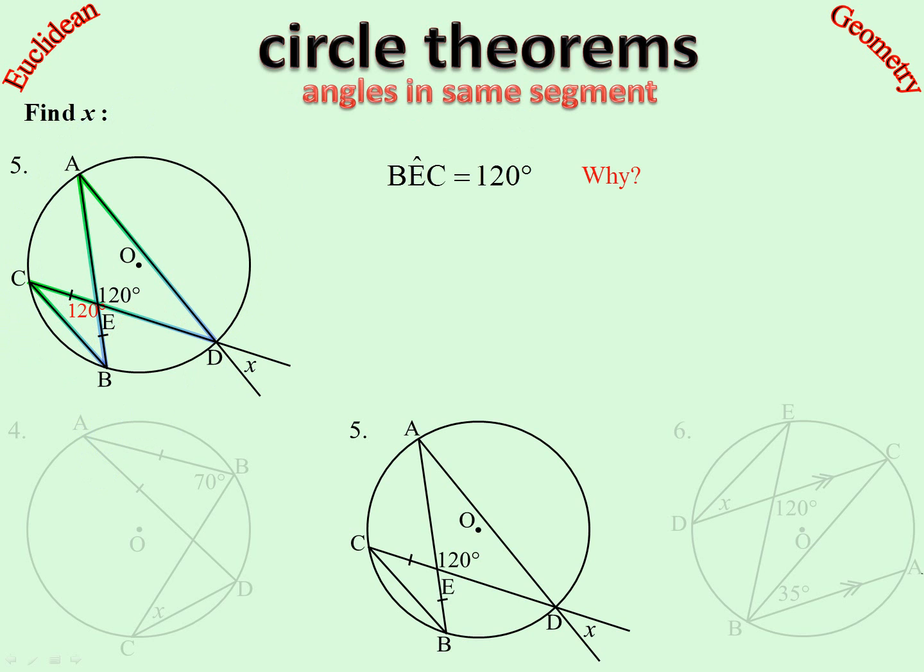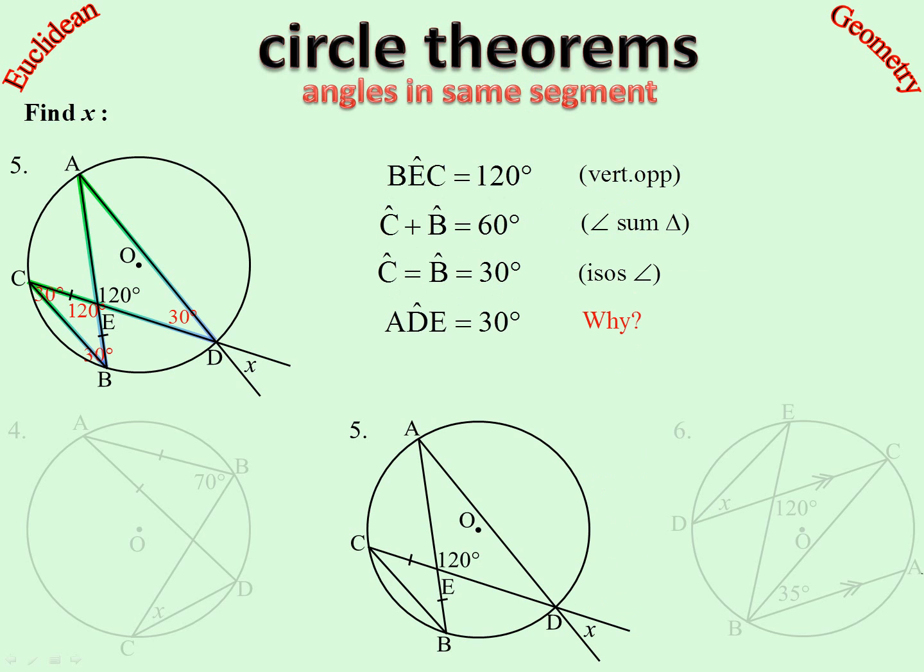BEC equals 120 degrees. Reason. Vertically opposite. C plus B equals 60. Angle sum triangle. Therefore C equals B equals 30. Isosceles triangle. Therefore ADE, that angle there is 30. Have a look, 30, 30. The reason being angles in same segment, and therefore x equals 30, and the reason is vertically opposite.